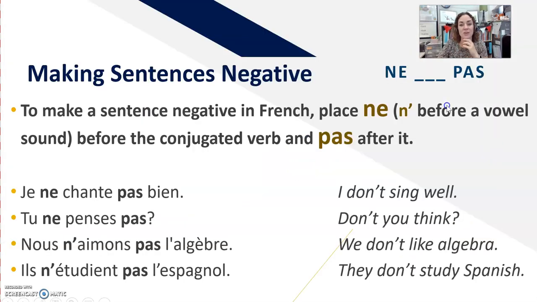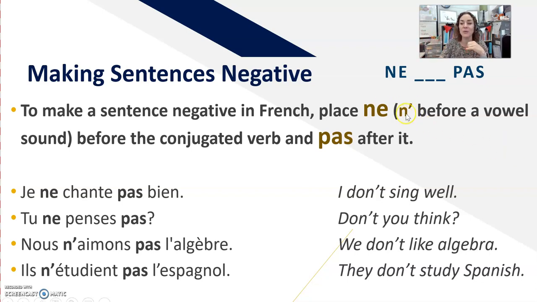Those two words are ne and pas. So to make a sentence negative in French, you will put the word ne, N-E, ne, in front of the verb and the word pas after it, like a little sandwich around your verb. These are the pieces of bread. Ne pas.